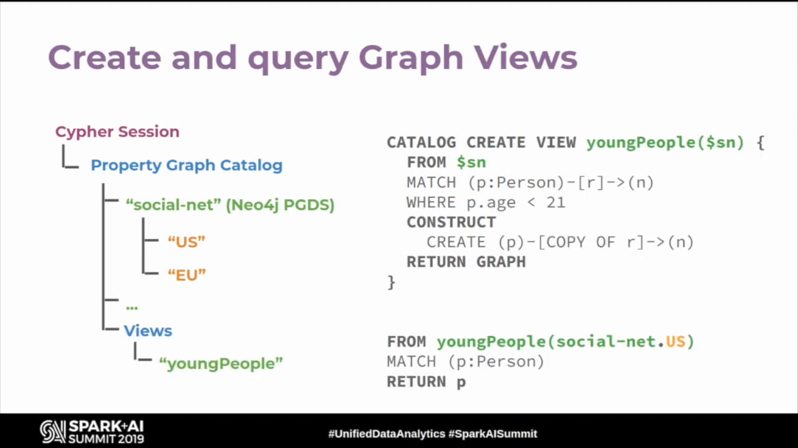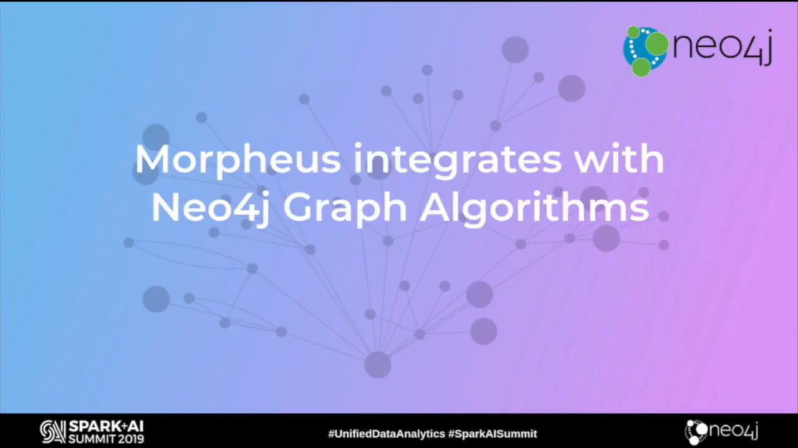Again, graph use is the same concept, except you switch the keyword and define a function. We can create views and register them in the catalog, and we can access those views by referring to their name. And as Søren already said, Morpheus integrates with the Neo4j graph algorithms, which we want to demonstrate.